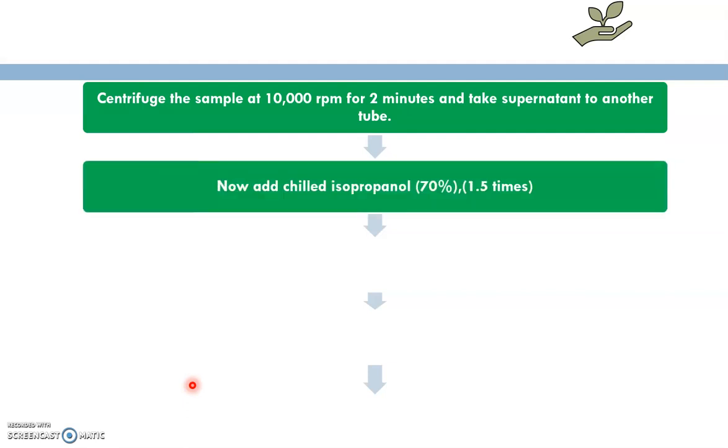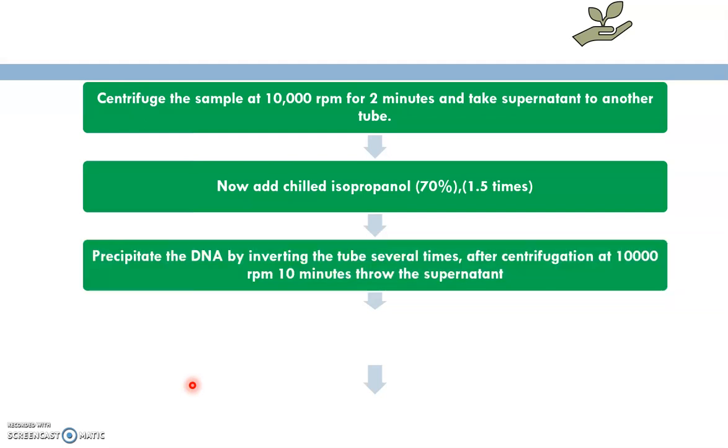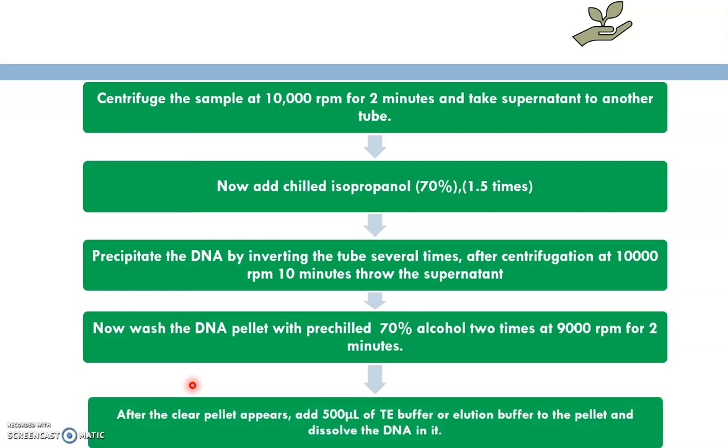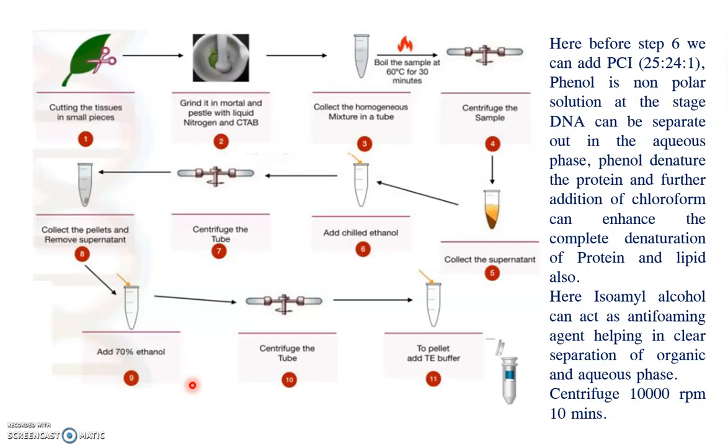Now add chilled isopropanol. 70% chilled isopropanol is added, which is 1.5 times the initial volume of the supernatant. Now precipitate the DNA by inverting the tube several times. After centrifugation at 10,000 rpm for 10 minutes, throw away the supernatant and wash the DNA pellet with pre-chilled 70% alcohol 2 times at 9,000 rpm for 2 minutes. After the clear pellet appears, add 500 microliters of TE buffer or elution buffer to the pellet and dissolve the DNA.